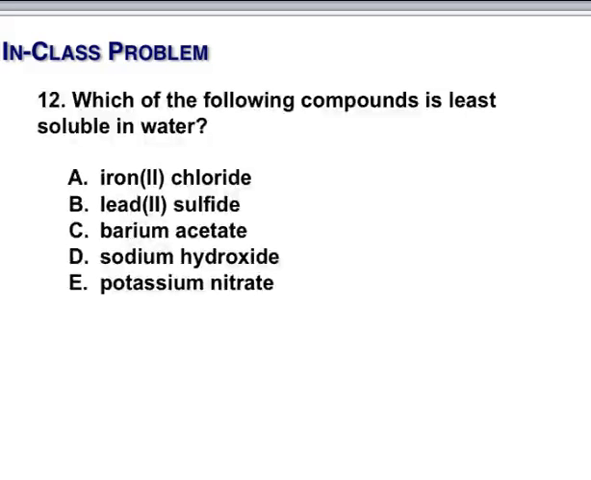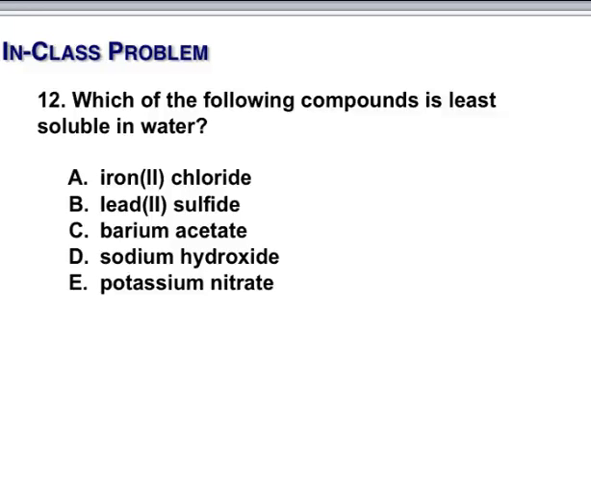Oh, you hope there's a lot of these. Which of these are least soluble? What can we rule out right away? Acetate, nitrate. They're always soluble, aren't they? Sodium, always going to be soluble. So we're down to 2. Iron 2 chloride, lead 2 sulfide.